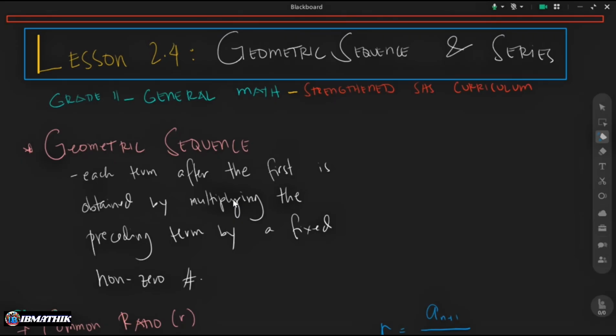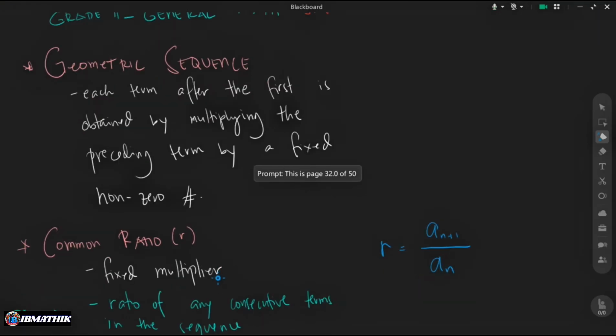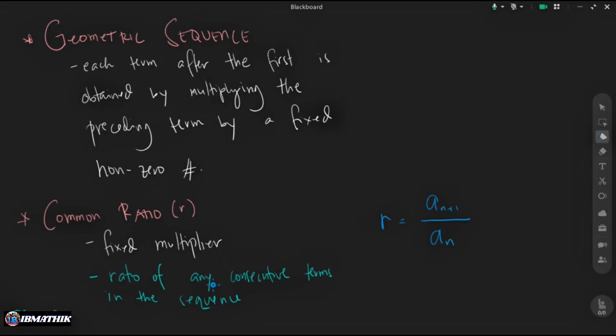I'm back. So for today, we're going to talk about geometric sequence and series. Let's have first the geometric sequence. This is a special type of sequence where each term after the first is obtained by multiplying the preceding term by a fixed non-zero number. And the fixed multiplier is called the common ratio, denoted by small r.